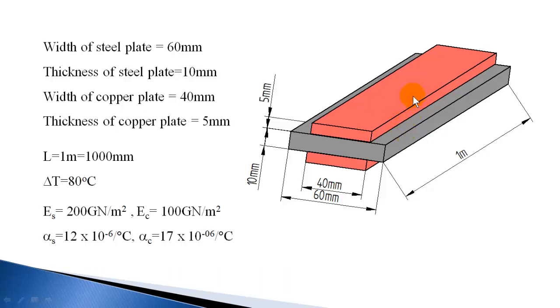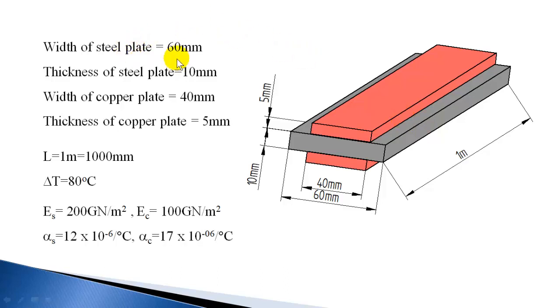Now when the temperature is rising, copper will try to expand more, and that will not be allowed by steel, and compressive stress will be induced in copper, and in steel in turn tensile stress will be induced.